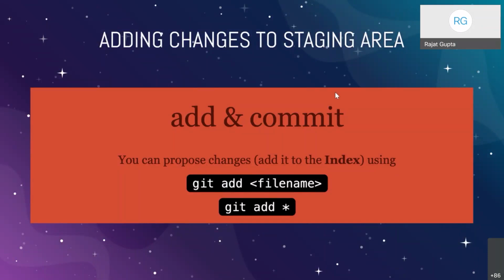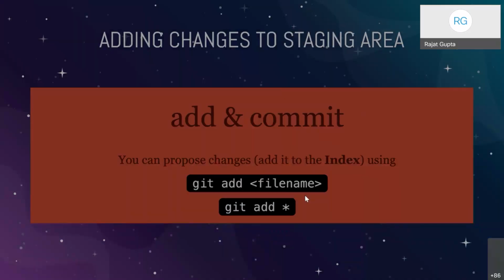It's fine. But let us say I created 10 files. Now I can't keep writing git add first.txt, git add second.txt. So I'll just write git add space dot. So it will add all the changes at once to the staging area.